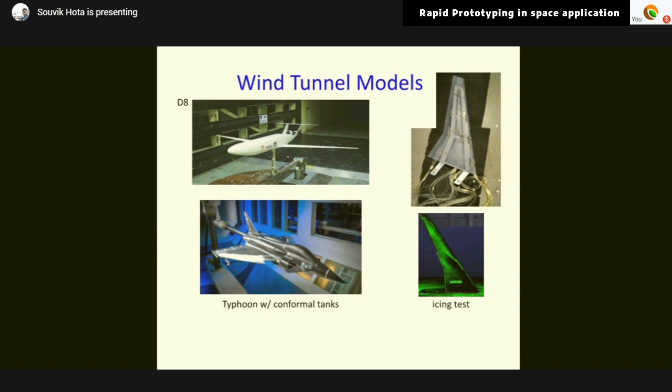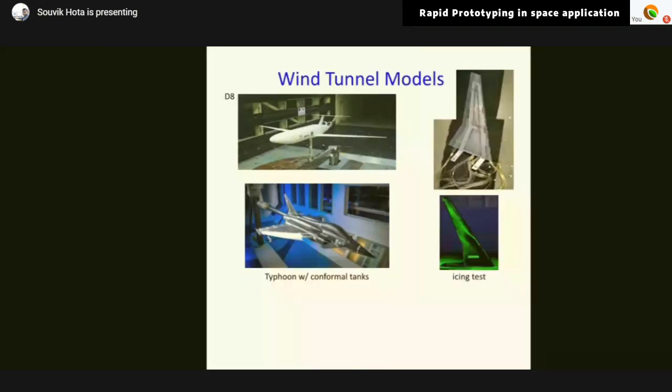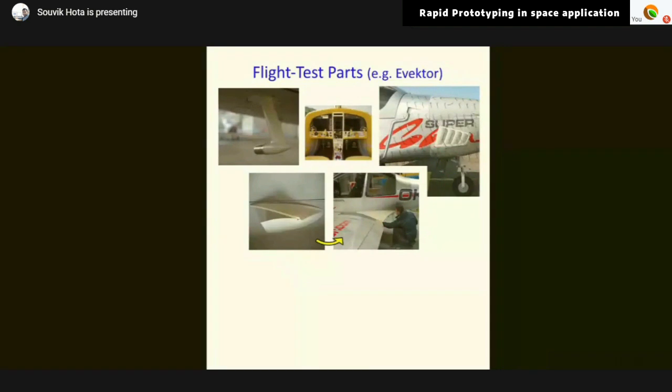Then the Typhoon. We know this Typhoon aircraft. This Eurofighter Typhoon is the world's most advanced swing role combat aircraft, providing simultaneously deployable air-to-air and air-to-surface capabilities. The Eurofighter Typhoon is a twin-engine canard delta wing multirole fighter, and it was designed by a consortium of Airbus, BAE Systems and Aeronautica.